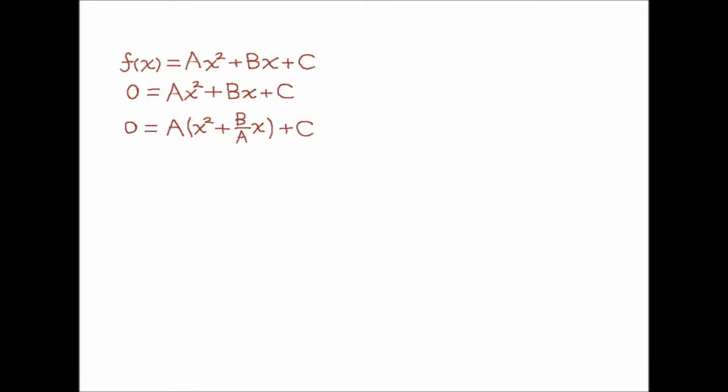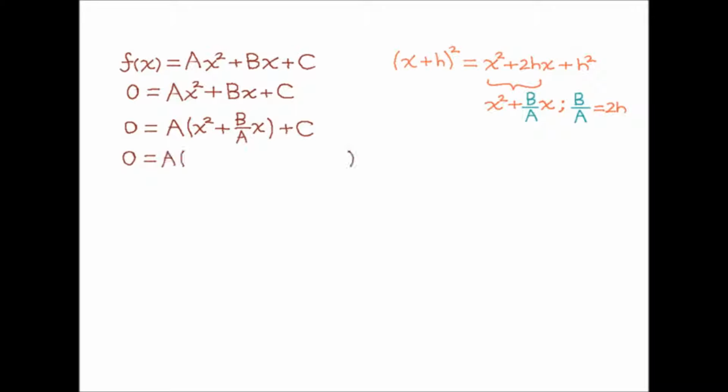And the way we do that is by realizing that x plus h squared by FOILing gives x squared plus 2hx plus h squared. And here we equate x squared plus 2hx with x squared plus b over ax, and let 2h equal b over a. All we have to do now to get to the form x plus h squared is to introduce an h squared. We do that by adding an h squared and then subtracting one next to the x squared plus b over ax term.